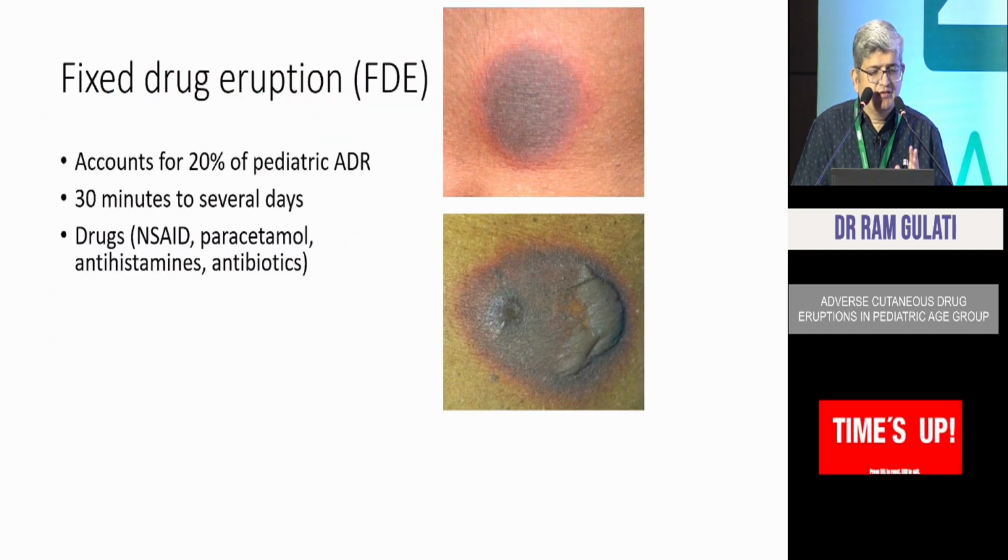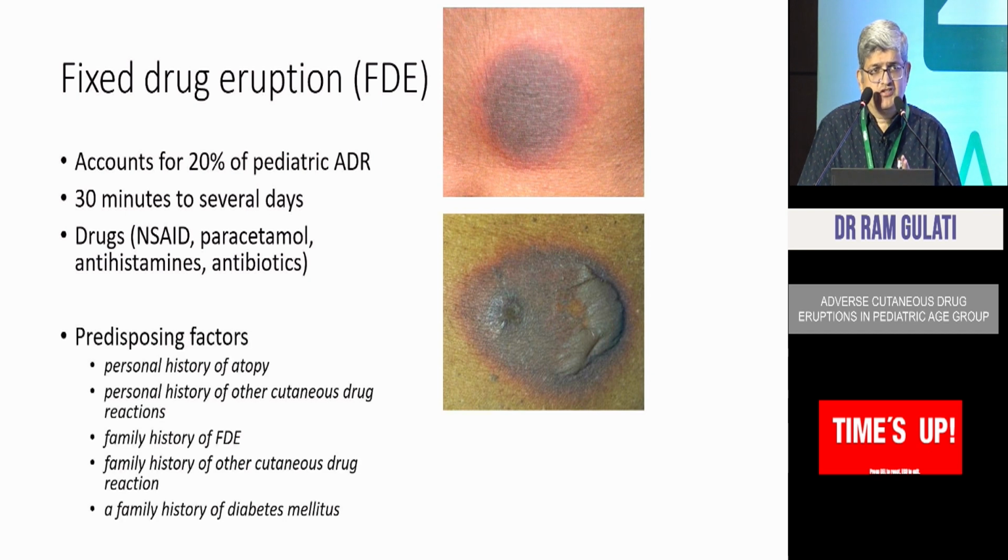Now, a fixed drug eruption is an eruption which comes at the same place again and again after reintroduction of a drug. You can have a simple FDE, which is a pigmented lesion, which is itchy and settles on its own. You can have blistering in the center, called a bullous FDE. Again, the drug implication is pretty much similar. You just need topical steroids and antihistamines to deal with it.